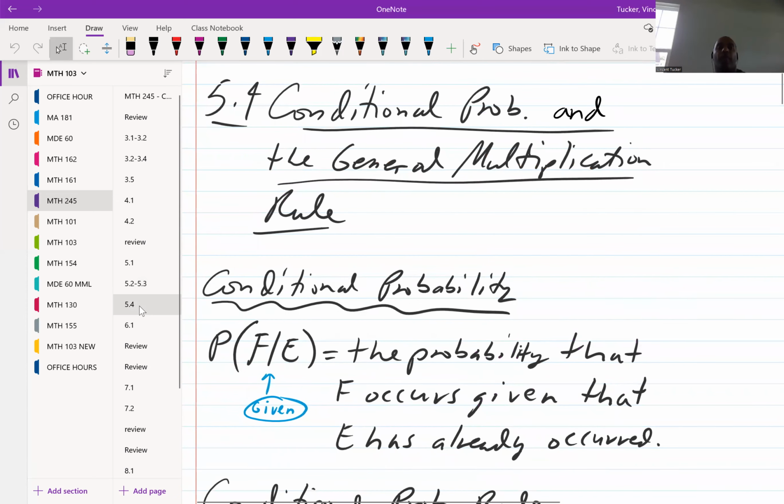All right, so last section for today, and that's actually the last section out of chapter 5. It's the conditional probability and the general multiplication rule. Before, we looked at the multiplication rule for independent events; this is the general multiplication rule.